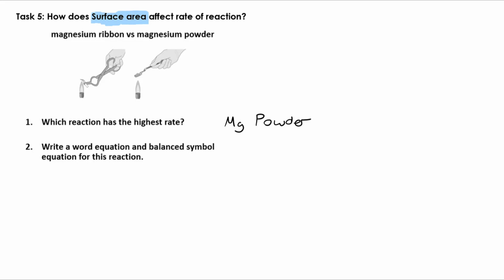Okay, as I said, we're dealing with surface area. We'll explain why in a few moments if you're still unsure, but magnesium powder would react faster because it has a higher surface area. In terms of the reaction, well, magnesium, solid, reacts with oxygen to make magnesium oxide solid. To get the credit for this, you would need to remember that oxygen is diatomic. And once you've got that, you can remember to balance the oxygens and then balance the magnesiums. So we get 2Mg plus O2 goes to 2MgO.